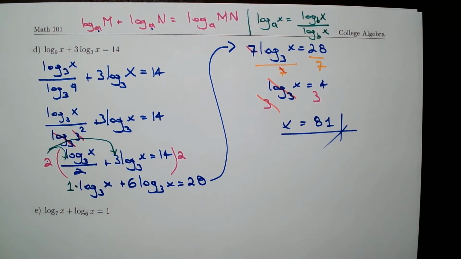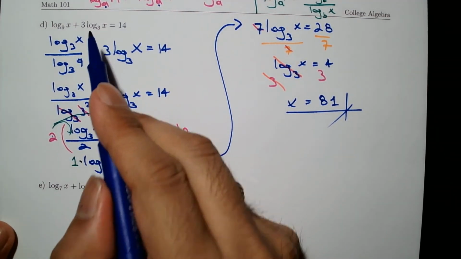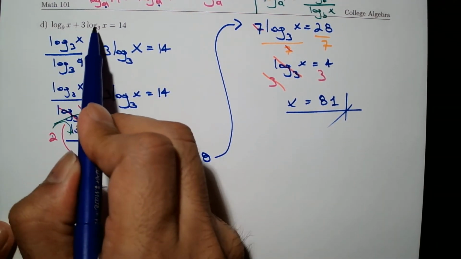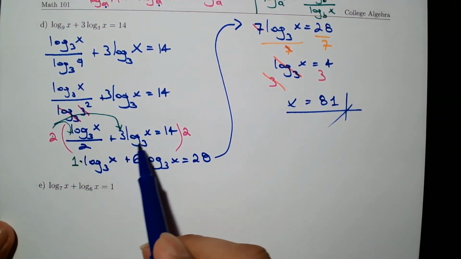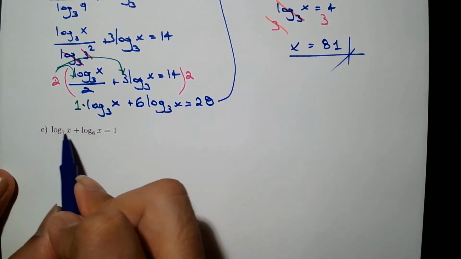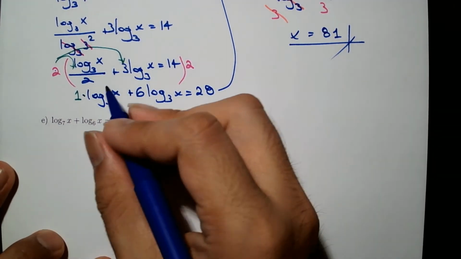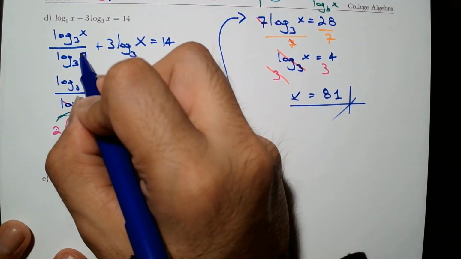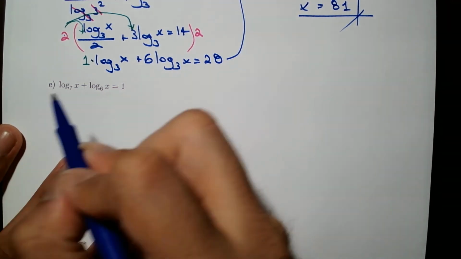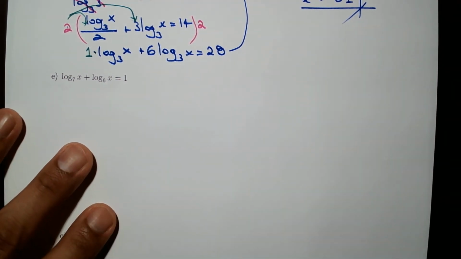All right, letter E. If you observe, letter E is a little bit similar to letter D. The difference is that in letter D, we were able to work with one of the terms and write everything in terms of a single base. However, the bases for the logarithms in example E are not related at all. For example, in the previous example we were able to write 9 as a power of 3, but in this case, we cannot write 7 as a power of 6, or vice versa, in a way that we get nice integers.